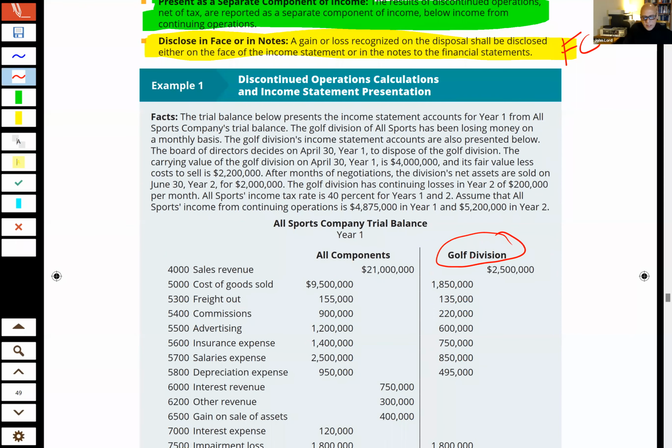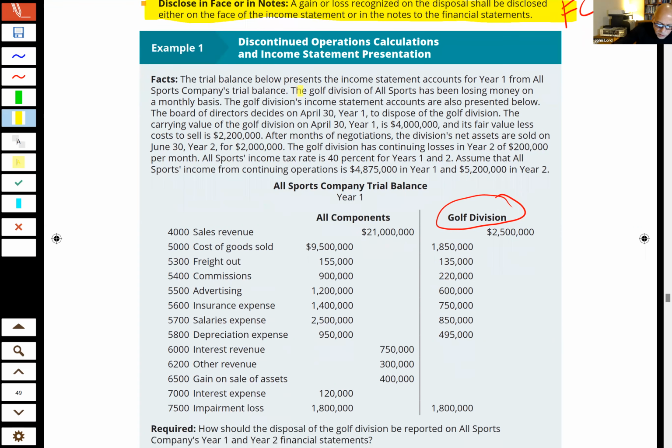Okay. Now, they go ahead and they give us an example here, and we have this golf division, and the golf division is the piece of the company that they're going to be getting rid of. Okay, that's the discontinued operation, and we're going to have to report on the income statement separately everything that happens with this golf division, okay? So they tell us in this example, the golf division of All Sports Corporation, this major division, has been losing money on a monthly basis. The golf division's income statement accounts are also presented below, right here.